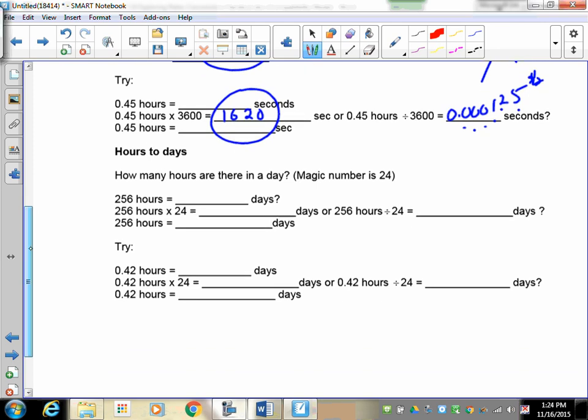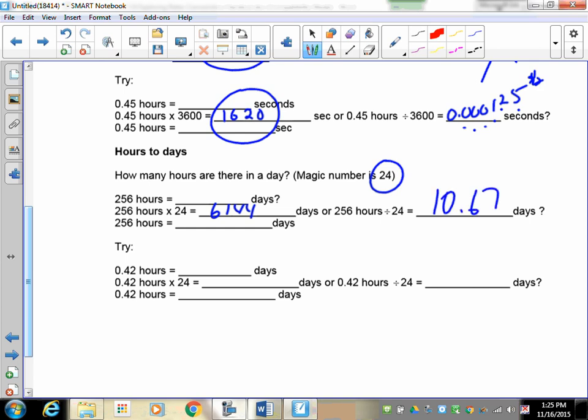Okay, hours to days. The magic number, there are 24 hours in a day. So you have to multiply by 24 or divide. So I've got 256 hours. How many days is that? If I multiply, I get 6,144. So you're telling me that 256 hours is 6,144 days. Remember, there's only 365 days a year. So we're talking about, I don't know, 15 years for 256 hours. Or 10.67.